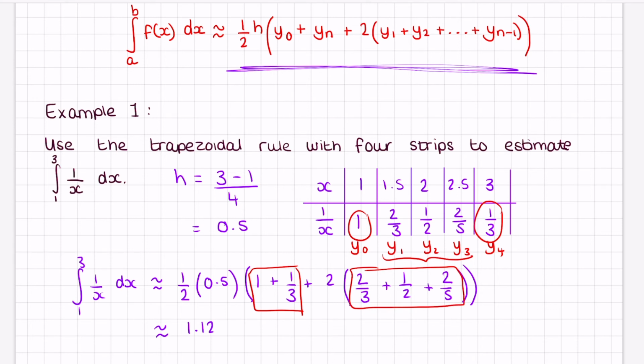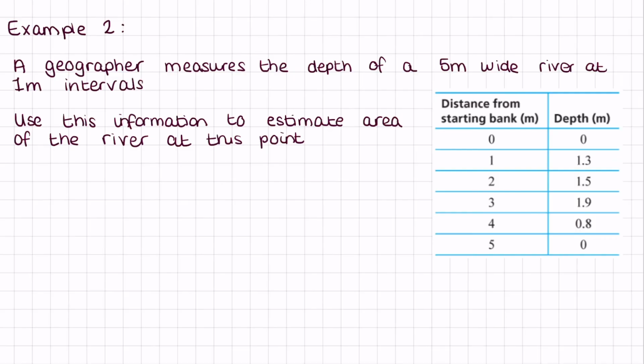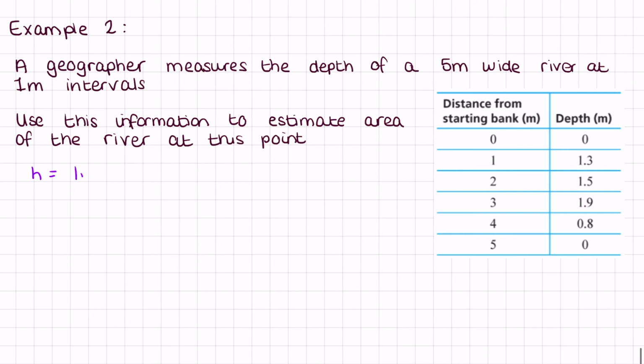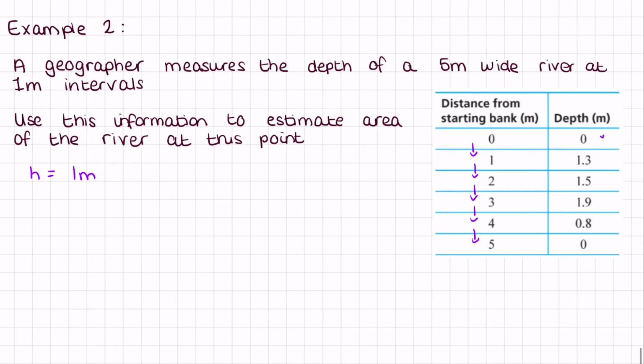Now the next example is a real world context where we don't have an equation. A geographer measured the depth of a 5-metre wide river at 1-metre intervals. Use this information to estimate the area of the river at this point. First of all, we need to figure out what h is. And that's just our intervals that we took our data, which the question tells us is 1 metre. You can also see here in the table, the first column goes down by 1 each time. Therefore, our h is 1. And then the second column is all our data. So that would be y0, y1, y2, y3, y4, and y5.